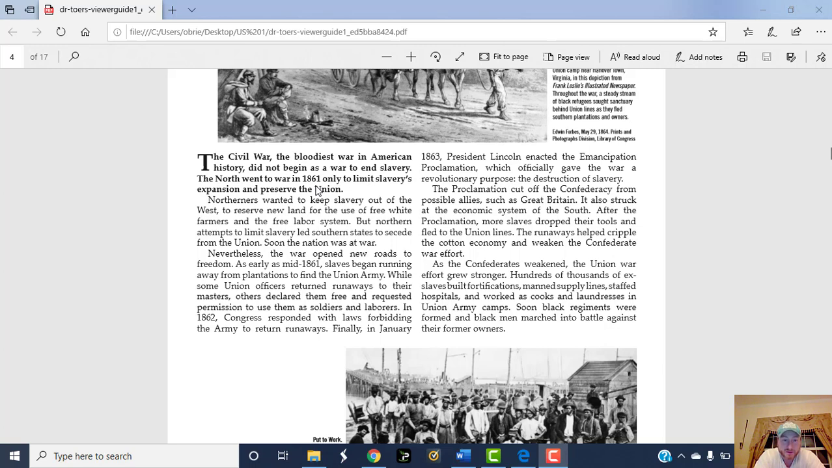In 1862, Congress responded with laws forbidding the Army to return runaways. Finally, in January 1863, President Lincoln enacted the Emancipation Proclamation, which officially gave the war a revolutionary purpose, the destruction of slavery. The proclamation cut off the Confederacy from possible allies, such as Great Britain.